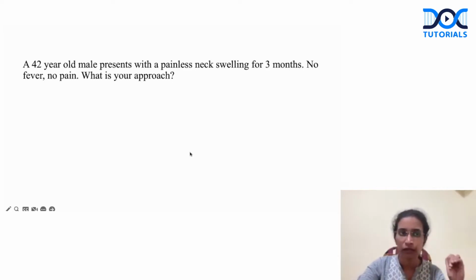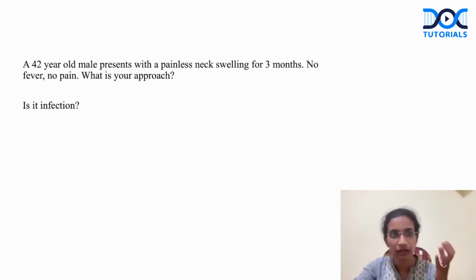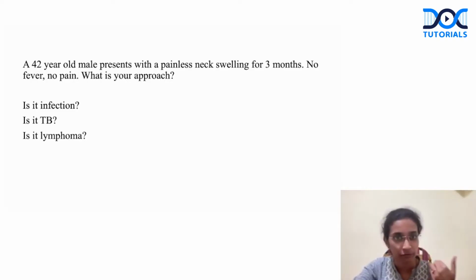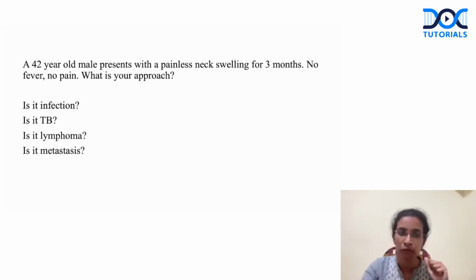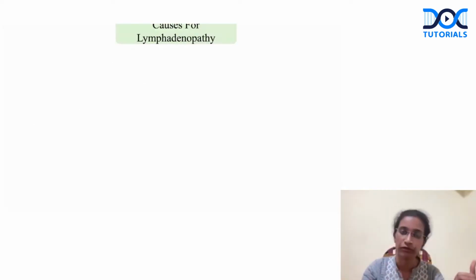Now, say for example, a 42-year-old male presents with a painless neck swelling for 3 months, and there is no fever, there is no history of pain. Now, what is the approach? Whether you proceed considering it is an infection, or whether it is TB or lymphoma or a secondary, a metastasis. So how do you approach it? For which you need to know the different causes of lymphadenopathy.